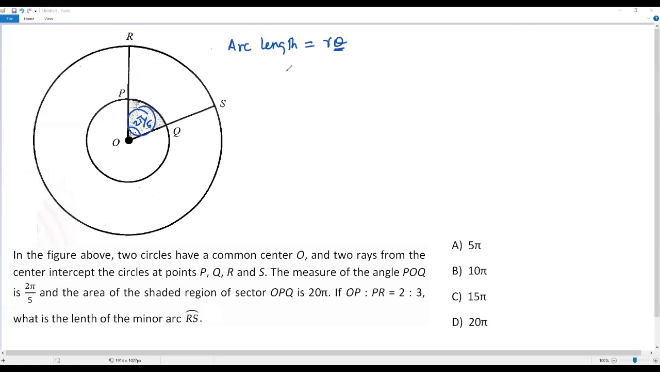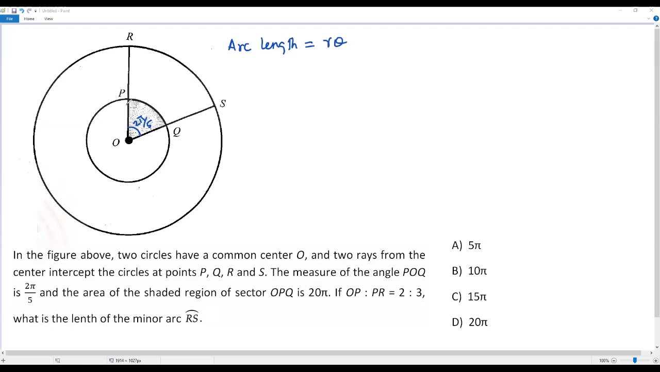So we can plug in this 2 pi over 5 for this theta, but we need the radius of the bigger circle. How do we get the radius of the bigger circle? For that we have to use other information. That is, we have the area of the shaded sector OPQ, that is 20 pi. So using this information, I'll be able to get the radius of the smaller circle over here, that is given by either OP or OQ.